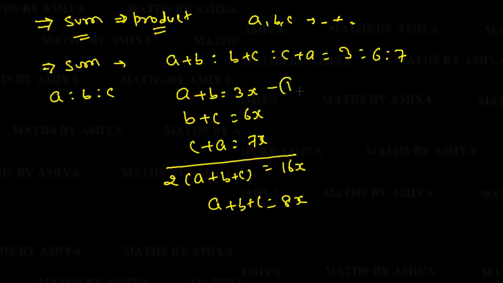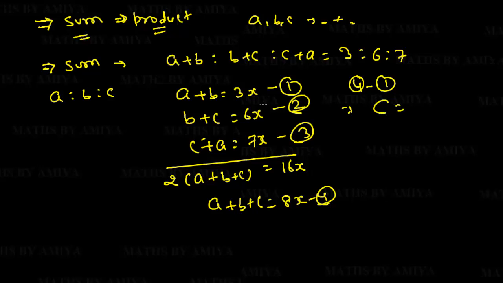We have four equations: equation 1, equation 2, equation 3 and equation 4. From fourth minus 1, A plus B plus C minus A plus B gives C, and that is nothing but 8x minus 3x, which is 5x. Same, from 4 minus 2, A plus B plus C minus B plus C is nothing but A, and that is 8x minus 6x, which is 2x. 4 minus 3, we will get B, which is 8x minus 7x, which is x.